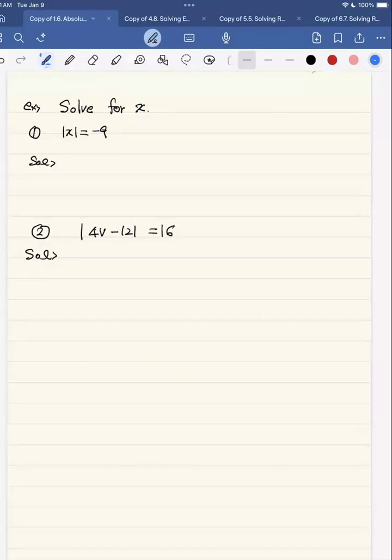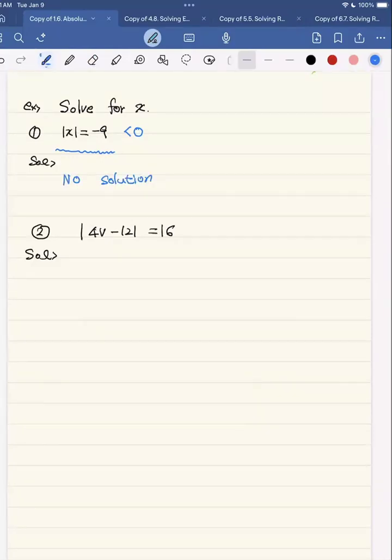In the first question, we have an equation: the absolute value of a equals negative 9. Then negative 9 is less than 0. I said absolute value must be greater than or equal to 0. So there is no solution.